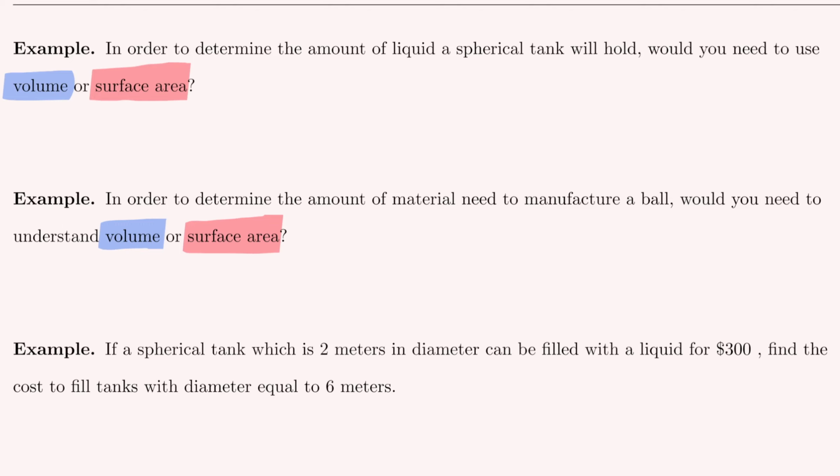Now keep in mind, volume is the amount that the shape can contain within itself, and surface area, a way we could think about that, is the amount of material we would need to construct the shape. So if we're figuring out how much liquid a spherical tank would hold, that's how much can it keep inside of it. That's the idea of volume.